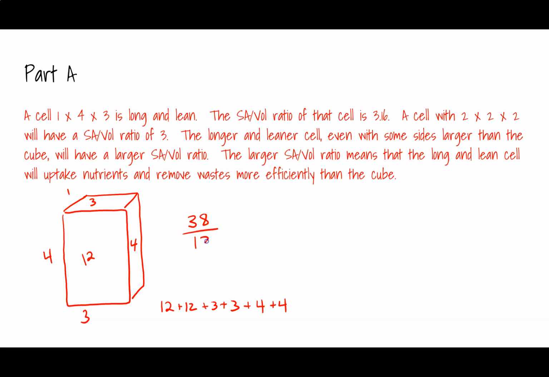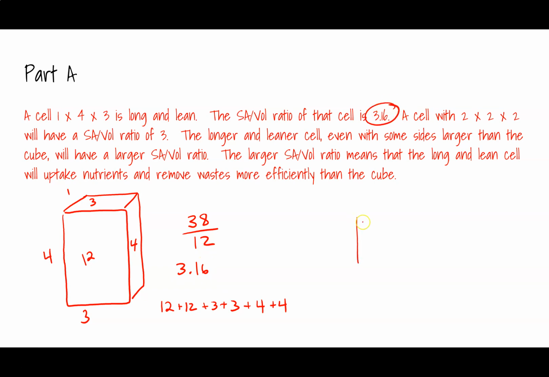38 divided by 12. If I put that in my calculator real quick, I'll round it right here. I know it's in my answer already, but I just want you to see it. It comes out to be 3.16. Now you're saying to yourself, okay, well, there it is right there.